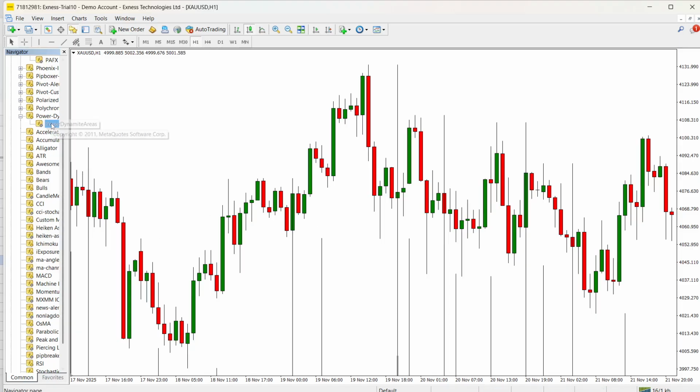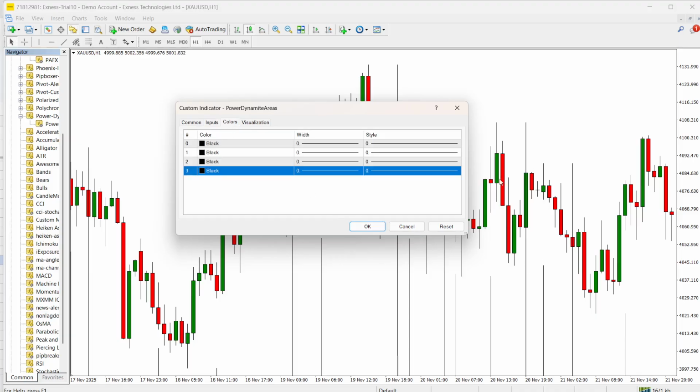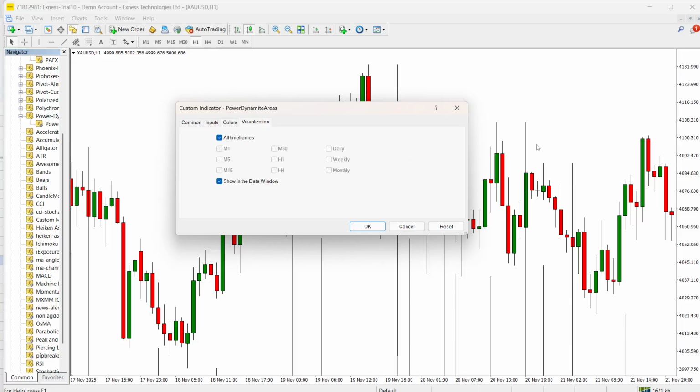All right, so let's take a look at the settings. Our key inputs include the pivot strength and the max look back bars, so you can set the number of look back bars so it fits your strategy or your analysis. You can also customize the pivot pip difference, the zone pip size, and then the max levels. You can also choose your preferred colors for the vertical lines so it fits in with your MT4 chart theme. You can trade using it on your preferred time frames as well.